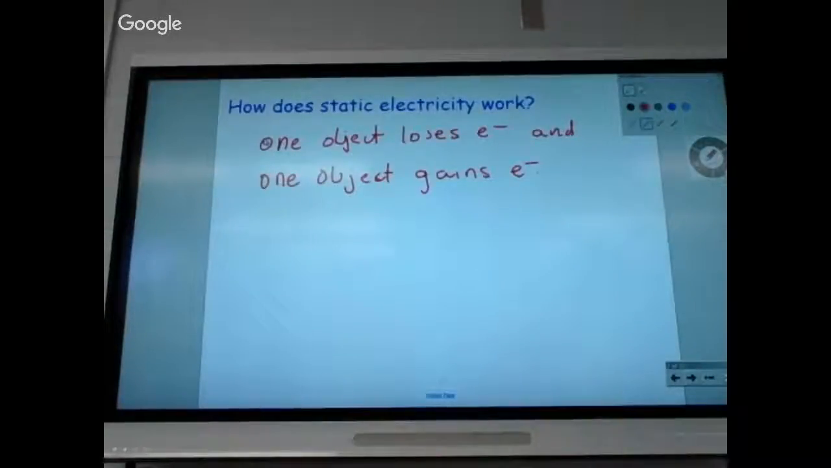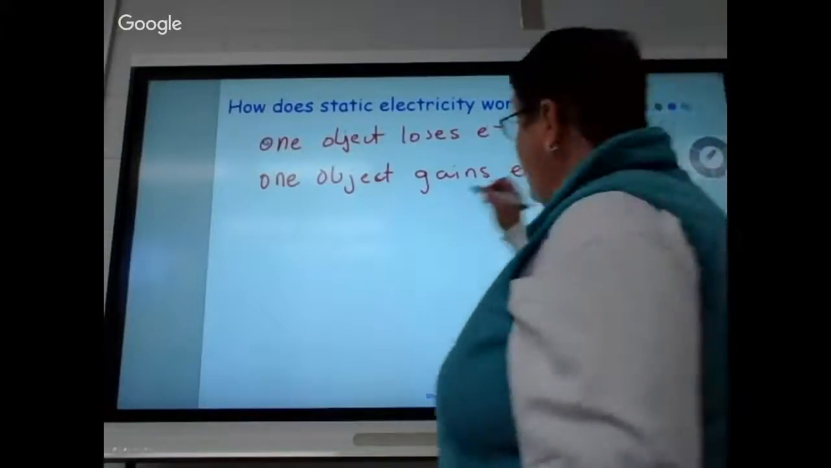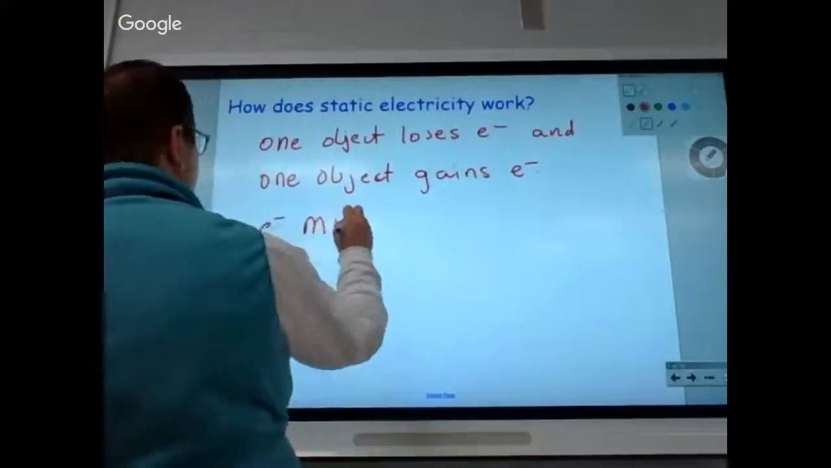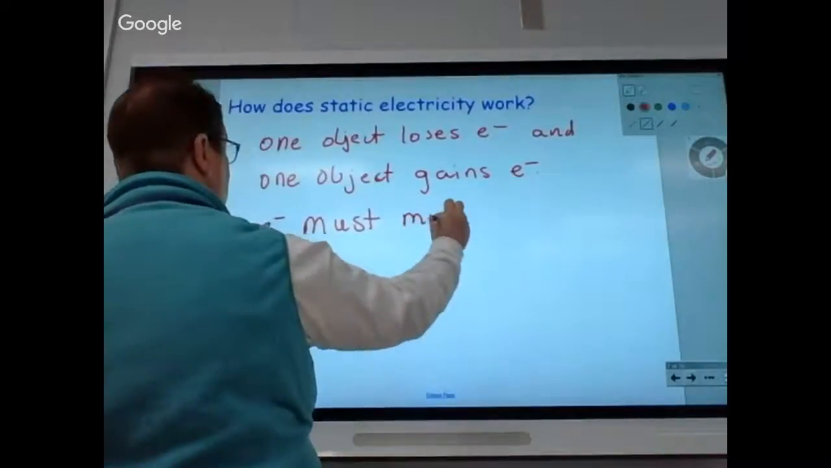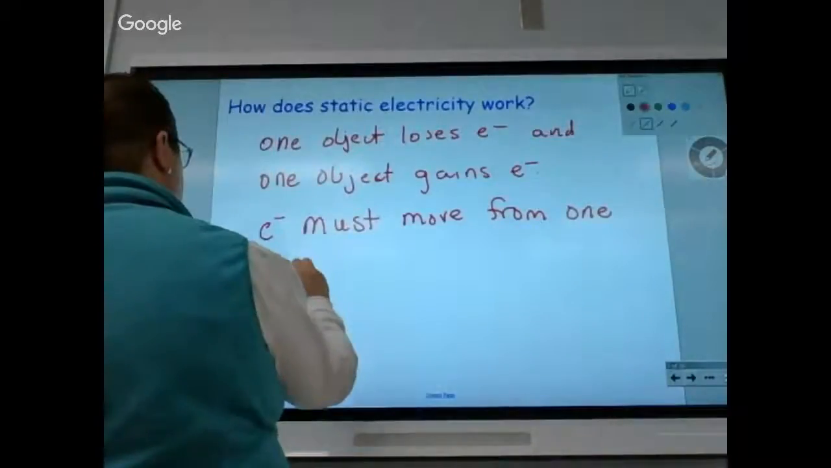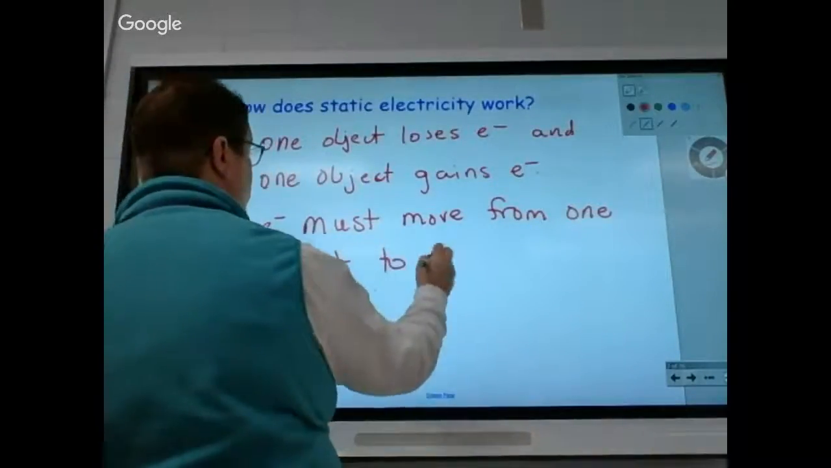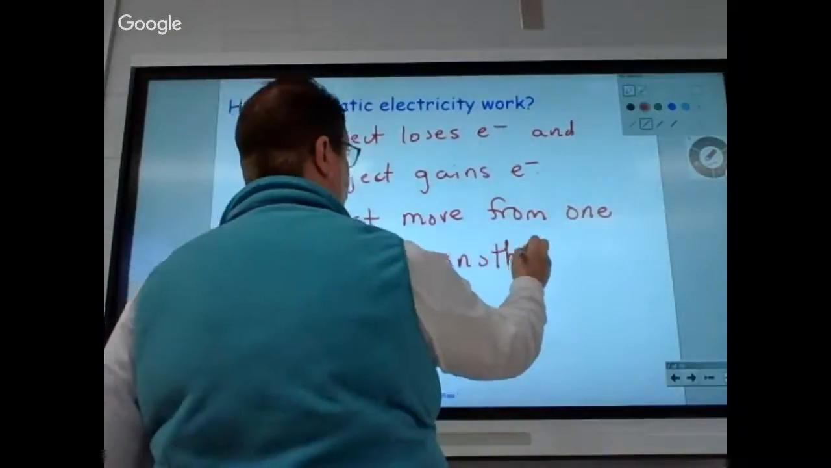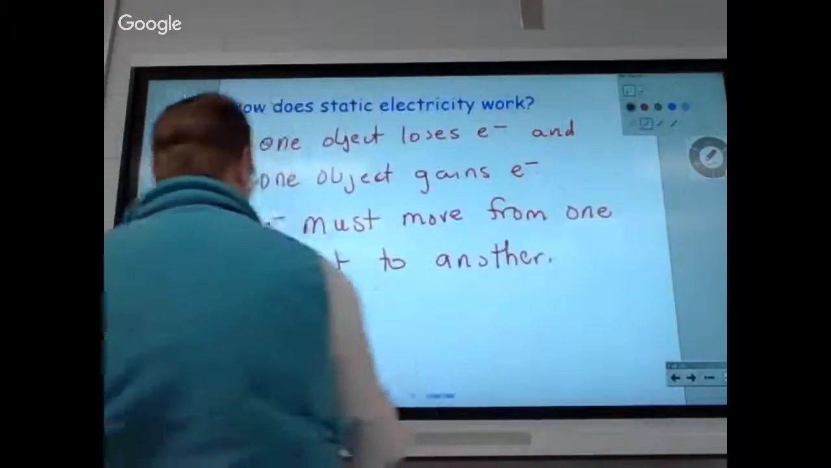All right. Notice that I did not say protons were lost or neutrons were lost. What's the only thing that's moving? Electrons. Okay. Now, secondly, if one object loses and one object gains, the electrons must move from one object to another.